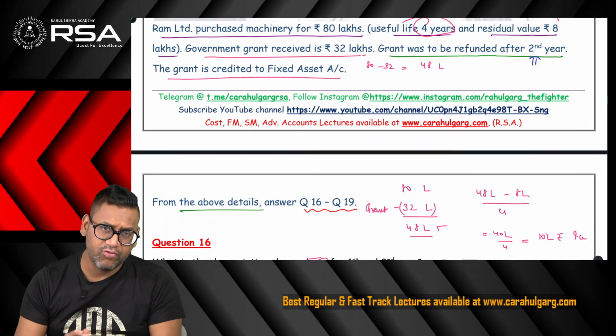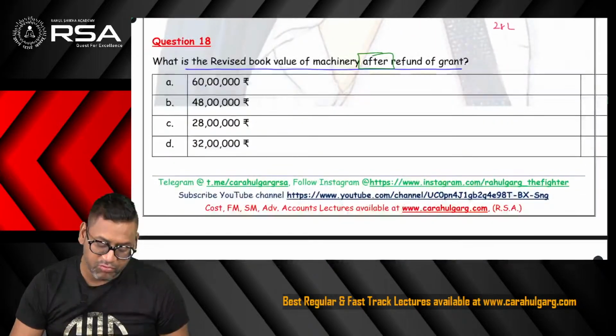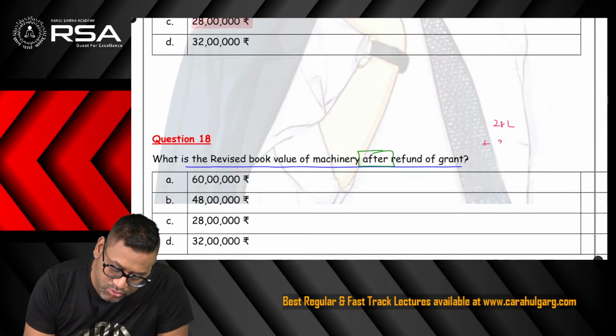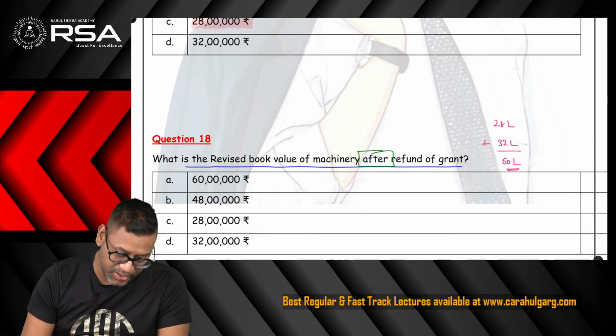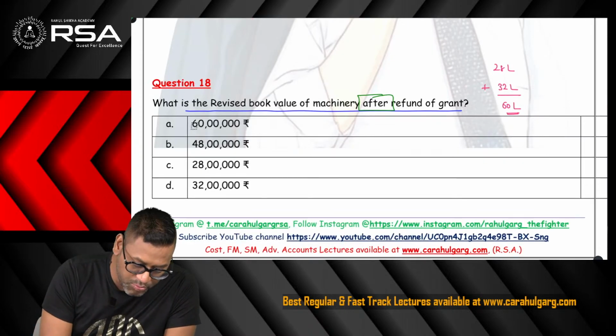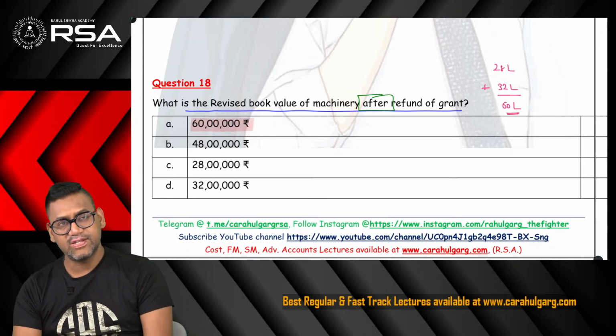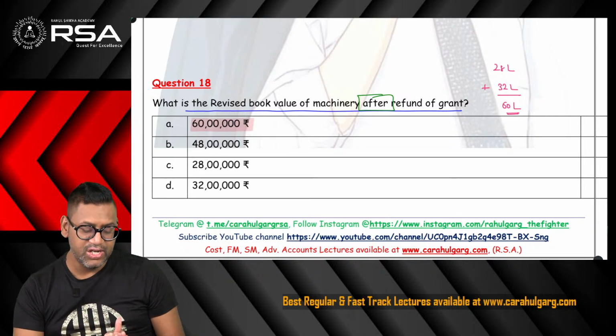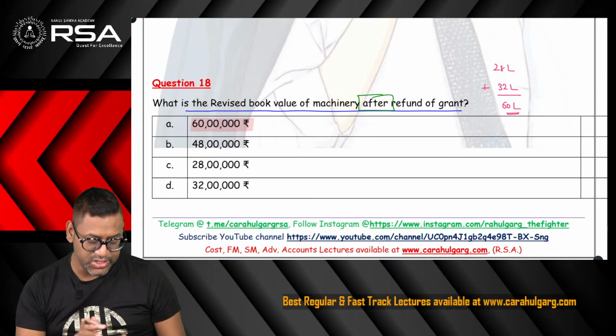So now when you have to return it back to the government, what will you do? You will add it back. So 28 lakh plus 32 lakh becomes 60 lakh. So 60 lakh means option A is my correct answer. This is the revised book value of machinery after the refund of grant.